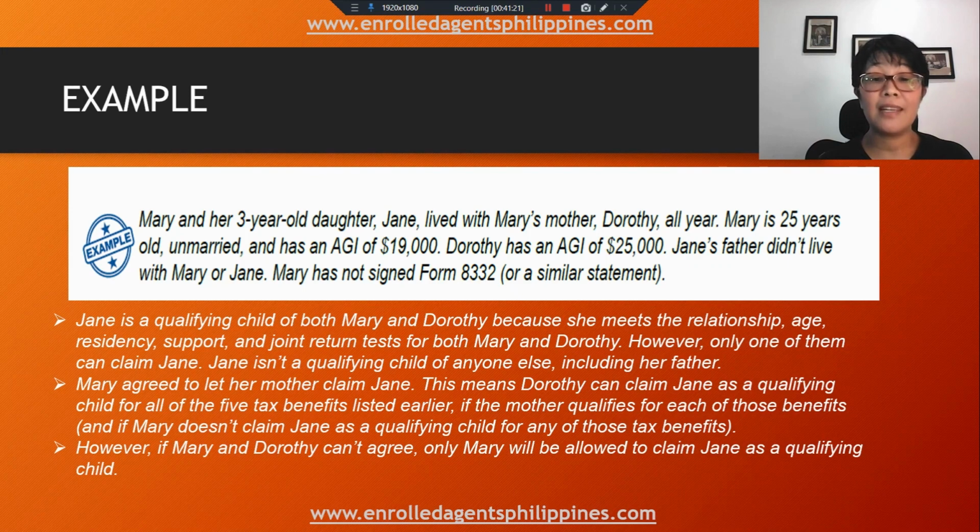However, if Mary and Dorothy can't agree, ito na, minsan meron mga hindi pagkakasundo. No? If Mary and Dorothy can't agree, only Mary will be allowed to claim in order of priority. Kumbaga, since parent, siya yung nanay, siya yung may mas karapatan, no? Mas may karapatan siyang i-claim si Jane as qualifying child. Pero kung napag-usapan naman, ayun, kumbaga kung okay naman kay Mary, walang problema, no? Pwedeng i-claim ni Dorothy yung anak niya as dependent. Okay?